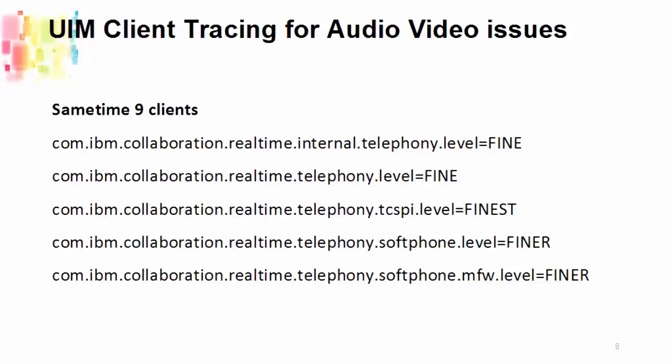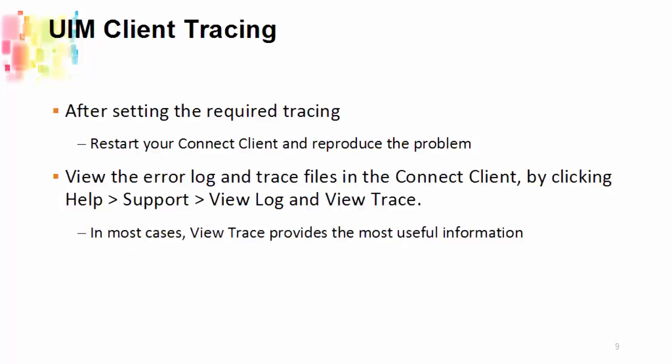So now, once you've set the tracing, we've located the client workspace, we've modified the RCP install.properties, we've added our tracing to it, we've restarted the client, and we've reproduced the problem. You're going to then grab the logs, and you can view them locally by using, in the Connect client, the help, support, view log, and view trace option, and it will allow you to quickly, especially if you kind of know what you're looking for already, view the trace from there in a real-time mode.